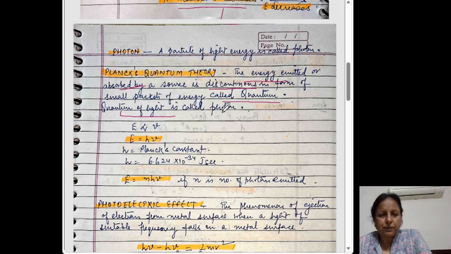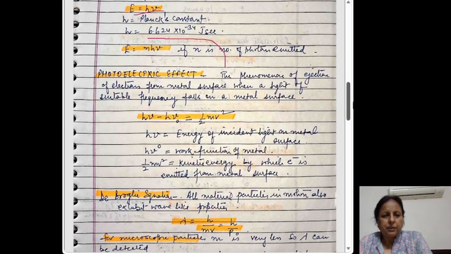So this is Planck's quantum theory, and he said E is directly proportional to nu, or E is equal to h nu, where h is Planck's constant. This is Planck's constant value, 6.624 into 10 to the power minus 34 joule second. Now, if we take a number of photons, then E is equal to n h nu, right?